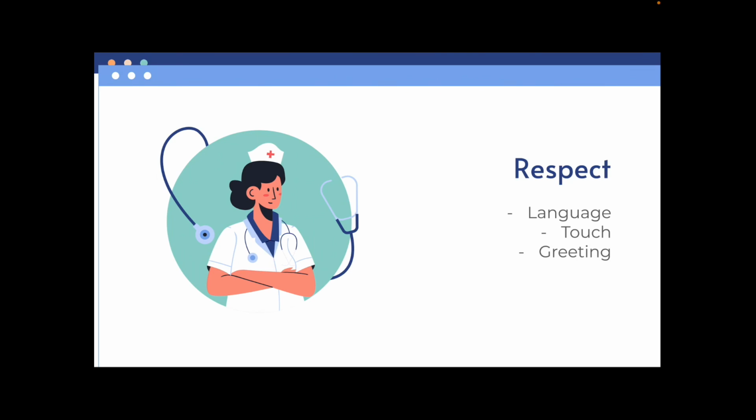Know that they are getting help for a reason and keep that in consideration when respecting different customs, like language, touch, and greetings. These are not hard adjustments to make, and it will help make patients feel welcome and accepted everywhere.